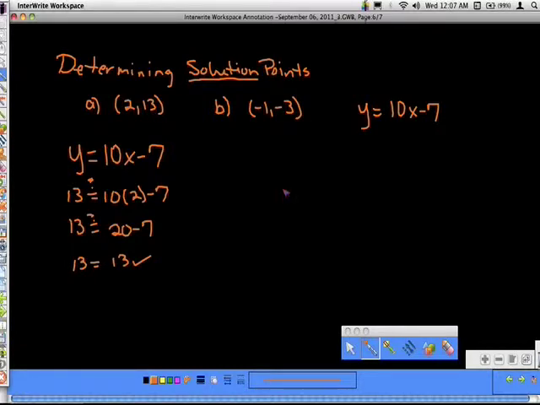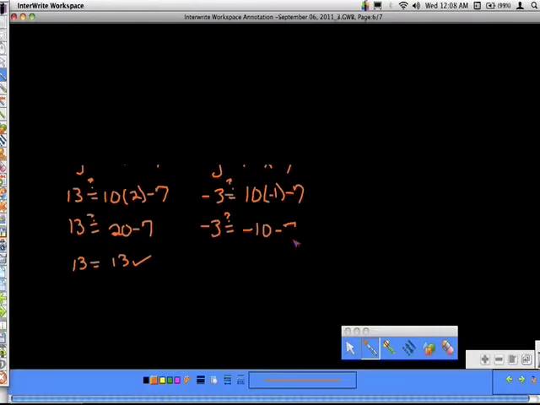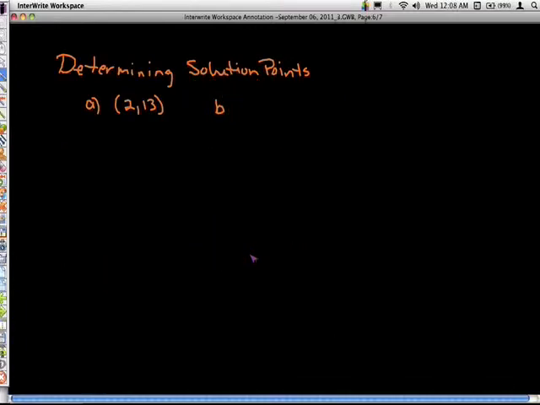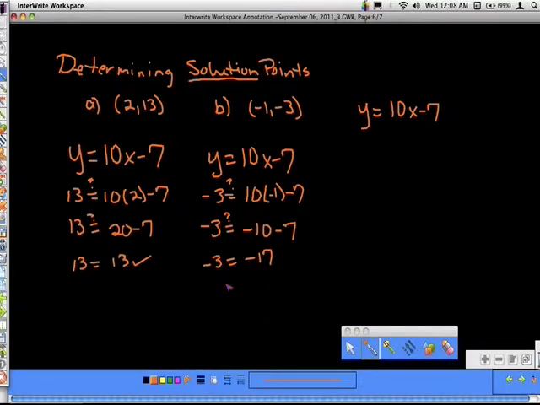Alright, let's check the second one here. We'll go back to the original equation. Substitute in our x and our y. So y is negative 3, x is negative 1. And again, we're checking to see, is the left side equal to the right side? So let's simplify on the right side. 10 times negative 1, negative 10, minus 7, and we get this. Not equal. So that tells me that this point is not on that particular line.